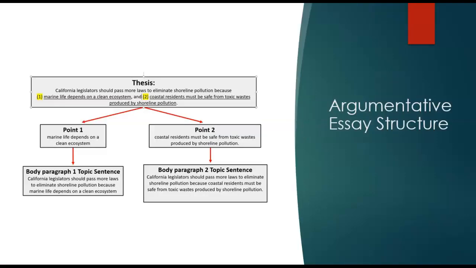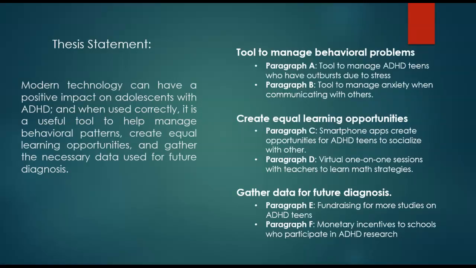Organizing Paragraphs. The argumentative essay structure consists of a thesis, points within the thesis statement, and then topic sentences that will then develop into body paragraphs. So this essay structure is basically a top-down structure, meaning that the most important ideas come first, followed by the least important ideas. Let's take a look at an example from one of our topics.